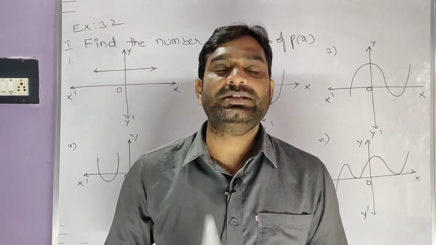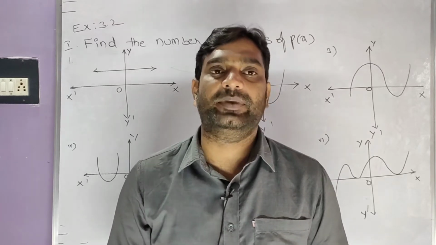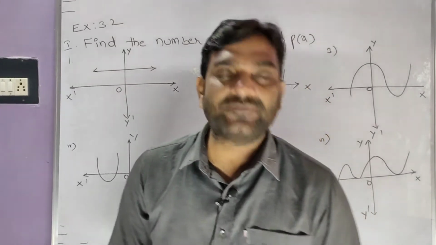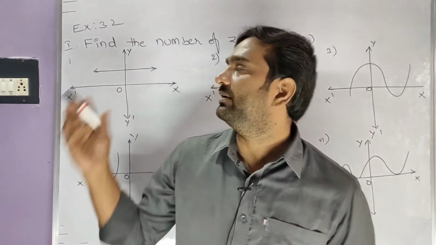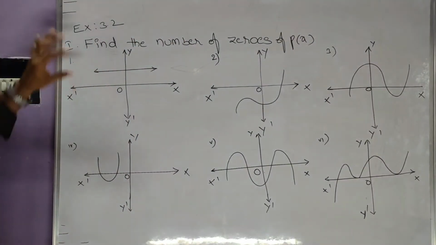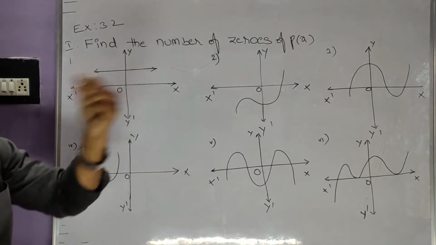Friends, today in this session I am going to explain exercise 3.2 from the chapter Polynomials. In this exercise, find the number of zeros of p of x for the given graphs.